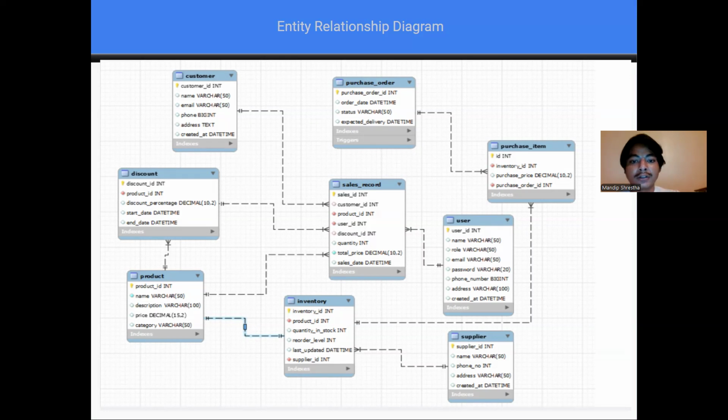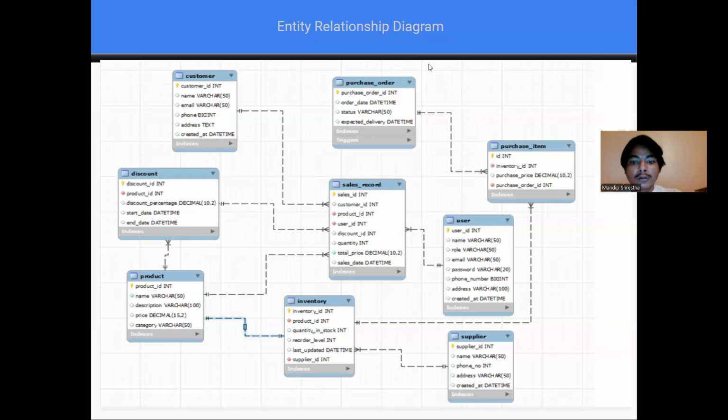Here, if you see the relationships, let's start with sales record. One user can be associated with many sales records. Similarly, discount and product are also associated. One product can be associated with many sales records. Similarly, inventory and product are in a one-to-one relationship. User to sales record, discount to sales record, and customer to sales record are in one-to-many relationships.